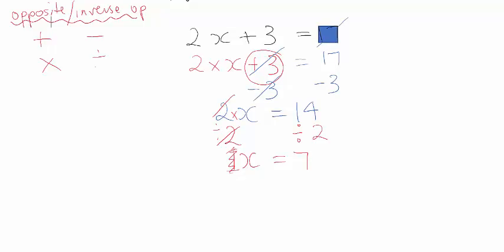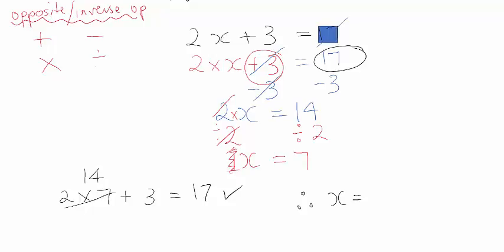7. All right, so now what I need to do is check my sum again. 2 times 7 plus 3 equals, let's see, 2 times 7 is 14, 14 plus 3 is 17. Oh wow, that's what we had, so that must be the answer. Therefore, x equals 7. There we go.